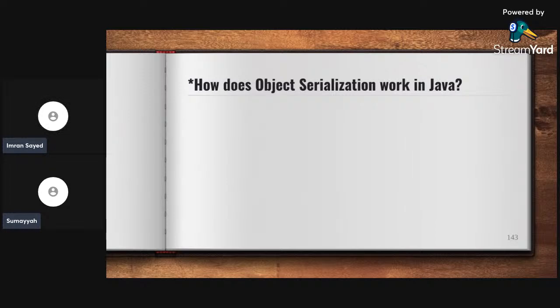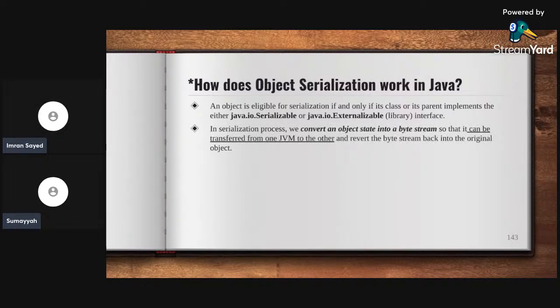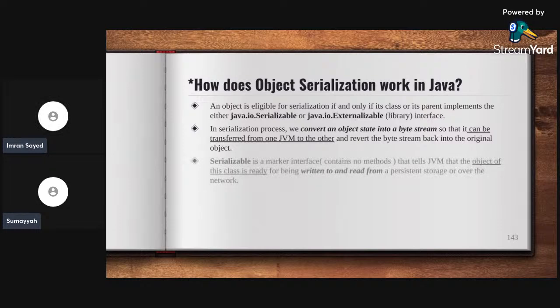How does object serialization work? For any object to be eligible for serialization, its class or its parent class must implement the java.io.Serializable or java.io.Externalizable interface. In the serialization process, we convert the state of an object into a byte stream so that it can be transferred from one JVM to another JVM and converted back into the same object. Serializable is a marker interface, containing no methods, that tells the JVM that an object of this class is ready for being written to and read from a persistent storage or over the network.